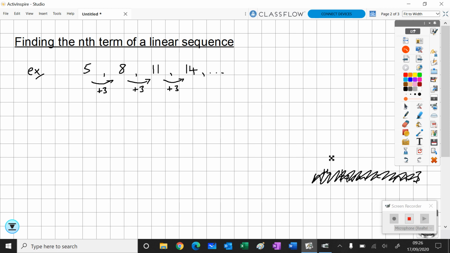Now, what we do instead is we ask ourselves, what do we know from our earliest years? What do we know that goes up in threes? And I hope the obvious answer is the 3 times table. Now, if I asked you to say the 3 times table, you would need to say this. 3 times 1, 3 times 2, 3 times 3, 3 times 4, 3 times 5, 3 times 6, 3 times 7, 3 times 8, 3 times 9, 3 times 10.